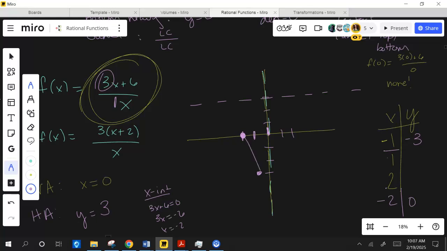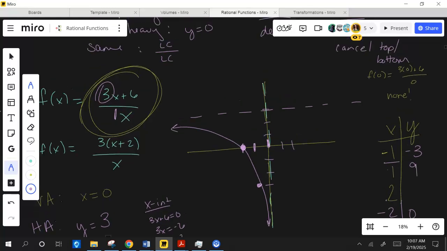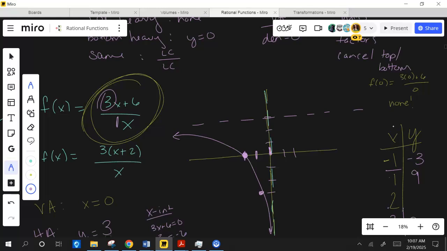And you can see how it's going to come in and hug the asymptote from this direction and hug the asymptote from this direction. What about at 1? What's the y value when x is 1? What is it? 9. Great. 1, 9. 1, 2, 3. We're just going to go right here. So that's 9.